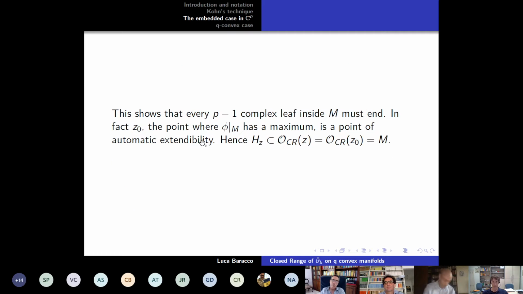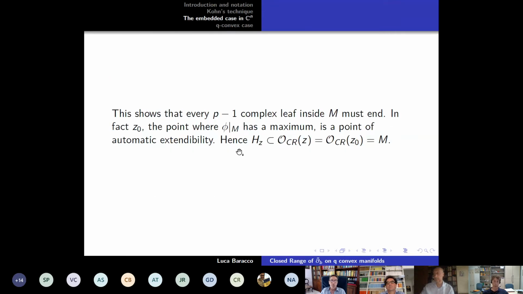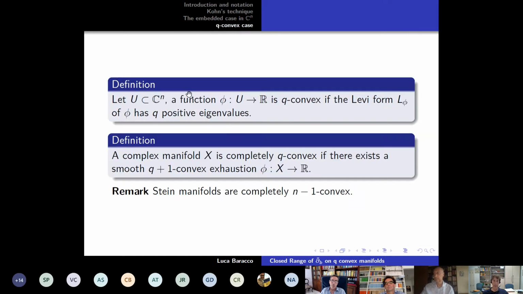of automatic extendibility. And suppose you have a complex leaf that never ends, then this leaf must be equal to the CR orbit of Z, which in turn is equal to the CR orbit of Z naught, and this is impossible because there is no complex leaf through Z naught. This completes the proof. So now we change the environment and consider the q-convex case.